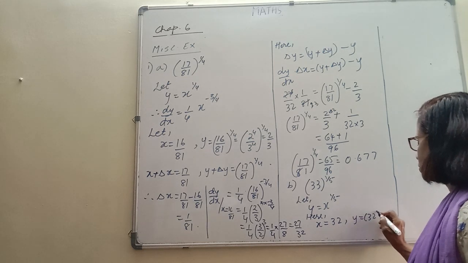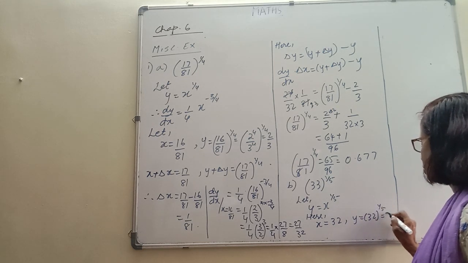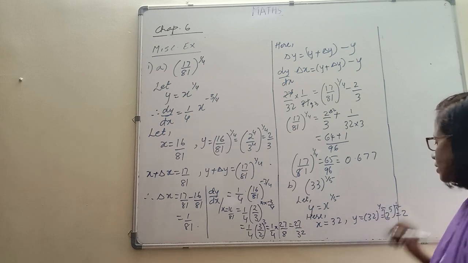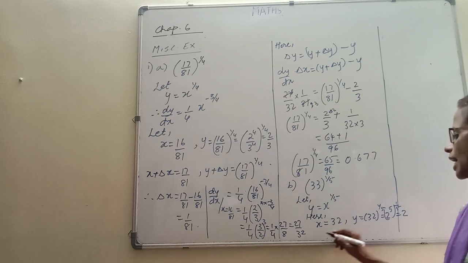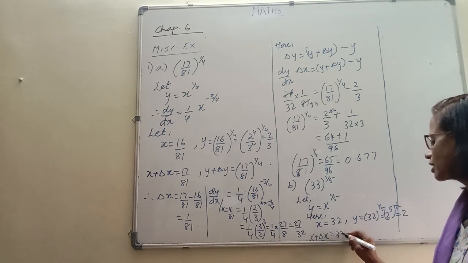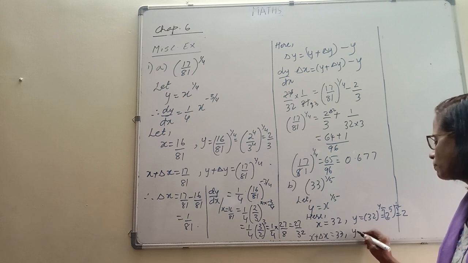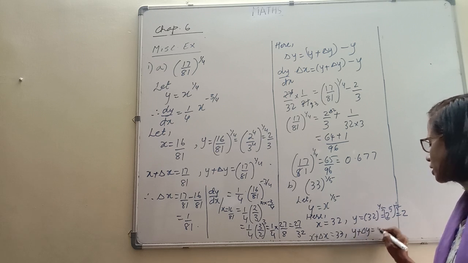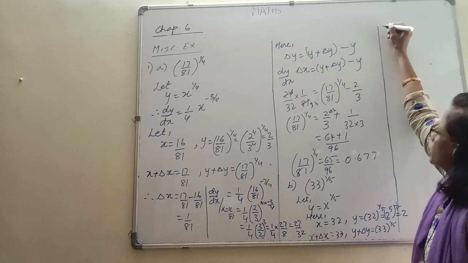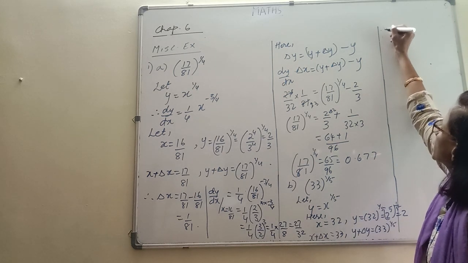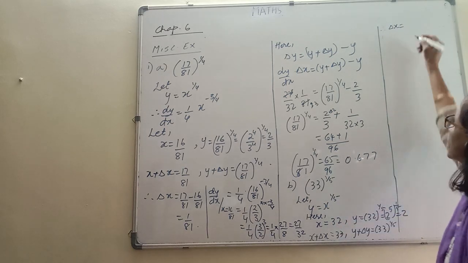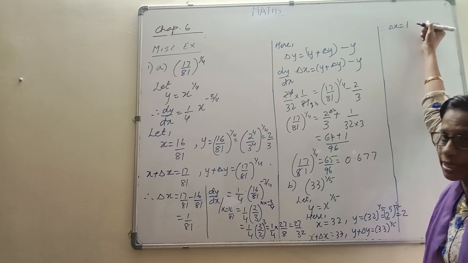Y is 32 raised to the fifth root. Now 32 is 2 raised to 5. So if you write it like that, you get your y value as 2. And your x plus delta x is what they ask. So that is 33. So that way your y plus delta y is going to be 33 to the fifth root. Now therefore we can also find delta x. It's very clear to us that delta x is going to be 1 because x plus delta x minus x.